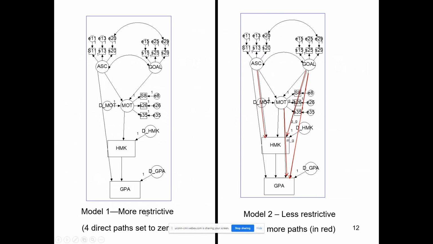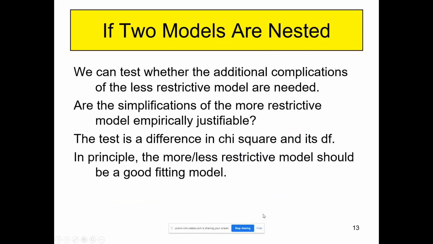So here's model 1, which is more restrictive. In this example, we actually have a latent variable model, and here's a model 2 that's less restrictive, where those red paths are being added. And these two models in this example are nested models. That's all I'm really showing there.